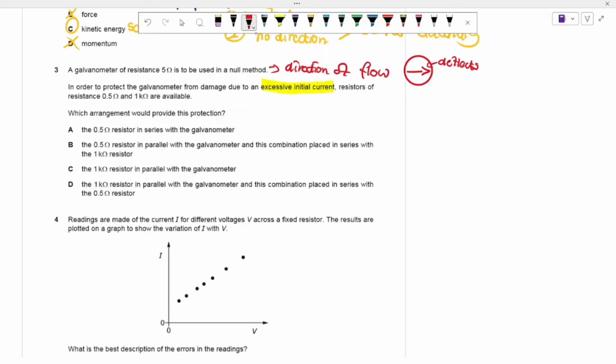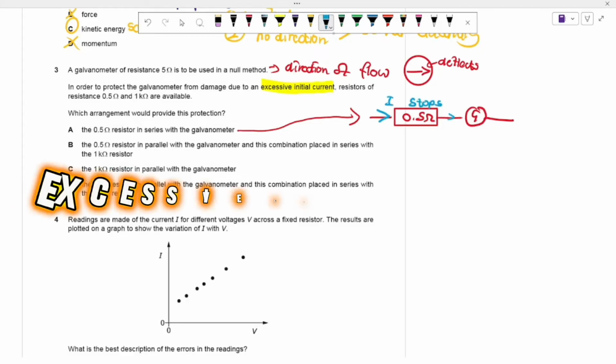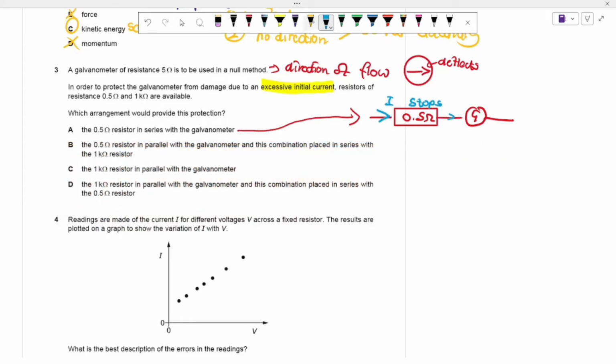We've been told that the 0.5 is in series with the galvanometer. So if we have our 0.5 like so, it's going to be in series with our galvanometer. If current is going to pass through, it's going to be stopped by this, or it's going to try to stop as much current as it possibly can. Then it reaches the galvanometer. But mind you, this is excessive current. So is this the best that we can do? Maybe not.